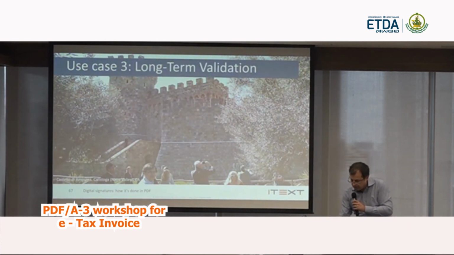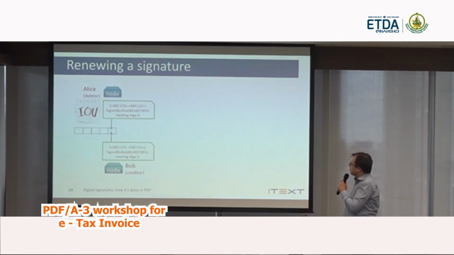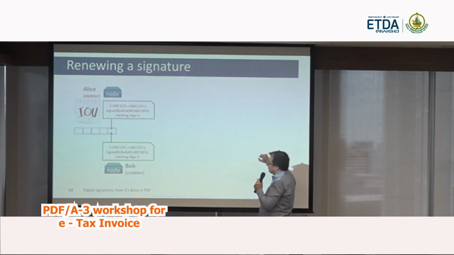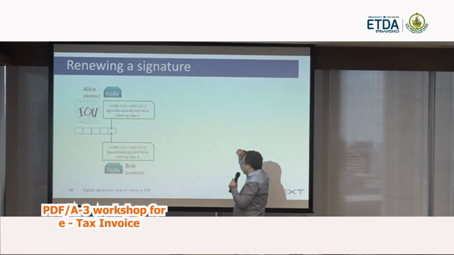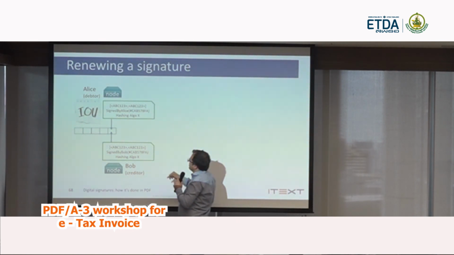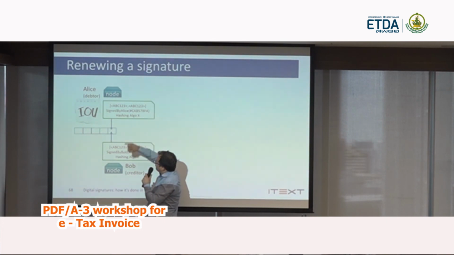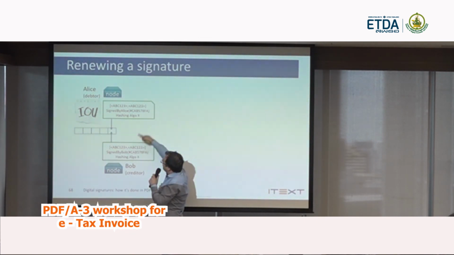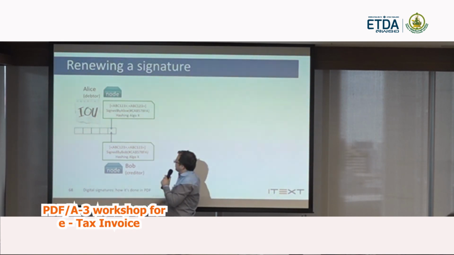A last example is long-term validation. I explained how long-term validation works in PDF. You always have to extend the PDF with a new document security store, with a new timestamp signature. Here we could solve this by saying, Alice owes Bob money, so she writes an IOU. I owe you $1,000, for instance, and they both register that document on the blockchain using a hashing algorithm X.